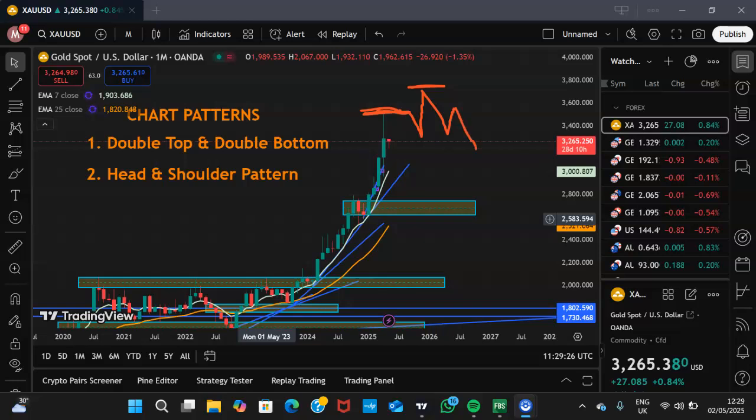This pattern is what we call: this is the head, this is the left shoulder, and this is the right shoulder. Now this is for catching sell trades.